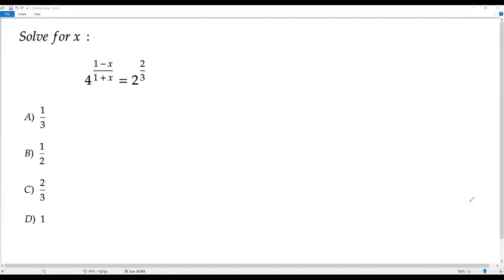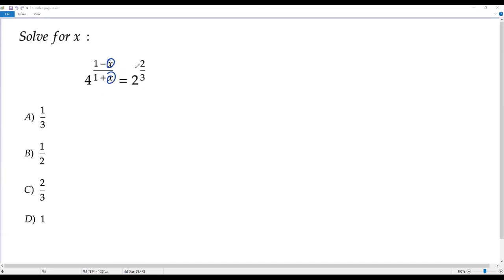So here we have a problem on exponential equation. That is, we have to solve for x in the given exponential equation. We call the given equation an exponential equation because we find a variable at the exponent. So in an equation, when we have a variable at the exponent, the equation is called an exponential equation.